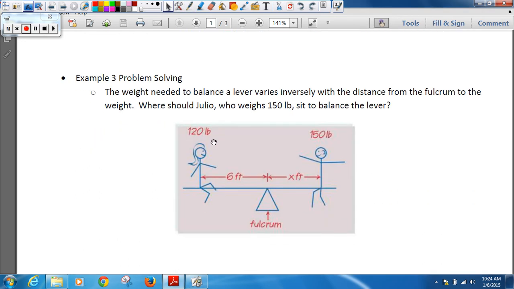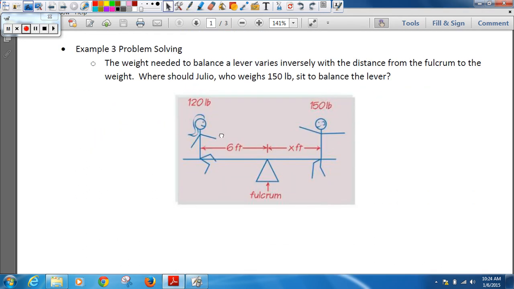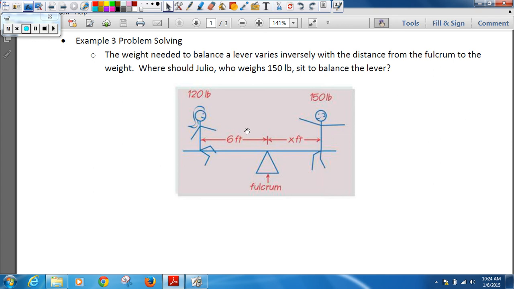Example number 3 is our problem-solving piece for this one. It says the weight needed to balance a lever varies inversely. So again, you have to just pay attention, because our next section will mix inverse and direct up. So just pay attention to those key words. Inversely, with the distance from the fulcrum to the weight. Where should Julio, who weighs 150 pounds, sit to balance the lever?